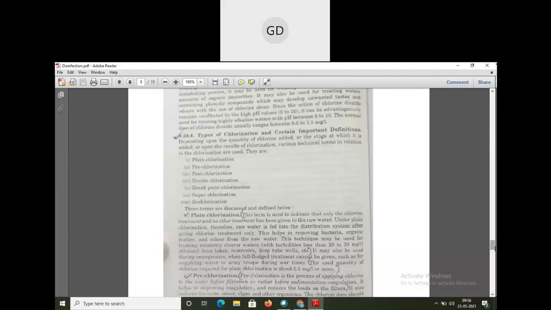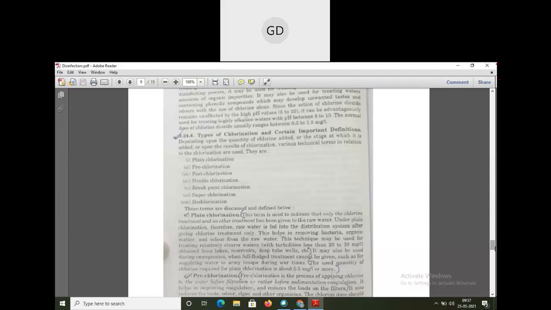The quantity of chlorine required for plain chlorination is about 0.5 milligram per liter or more. So what is the quantity of chlorine that you will be using for plain chlorination? It is 0.5 milligram per liter or more. So plain chlorination is when you use only the chlorine treatment before you give the water into the distribution system. That is known as plain chlorination.